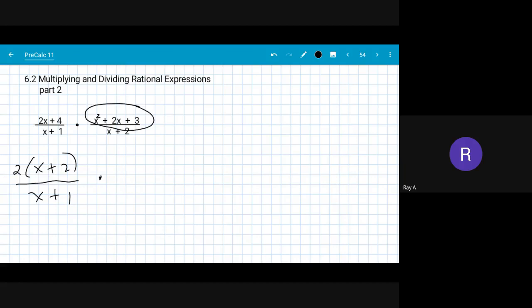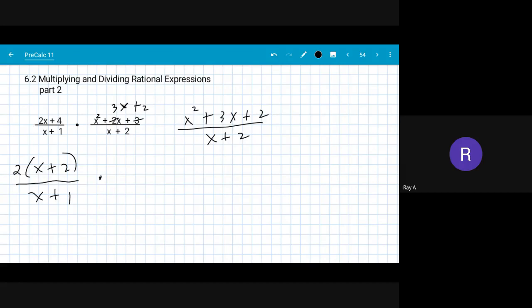X squared plus 2x plus 3. Now, by now, you should be very good at this. That would be x plus 2. No, sorry. There's a mistake here. This should be a 3x. This should be a 2. All right. Sorry for that. So basically what you're factoring is x squared plus 3x plus 2, over x plus 2. That's how it's supposed to look.